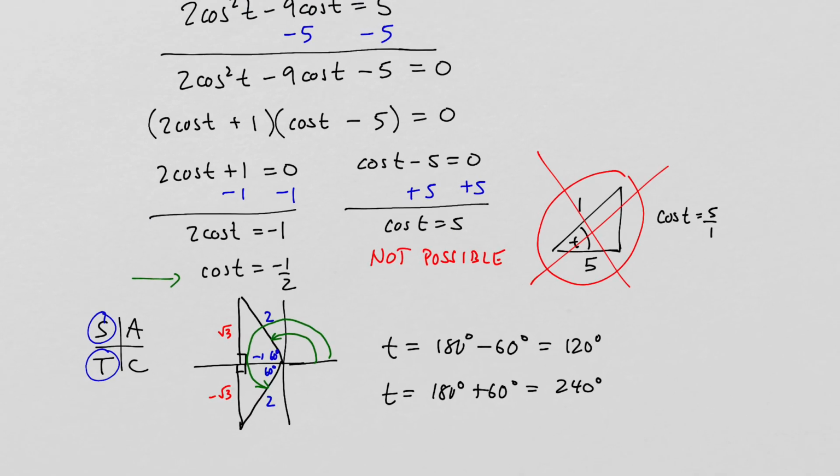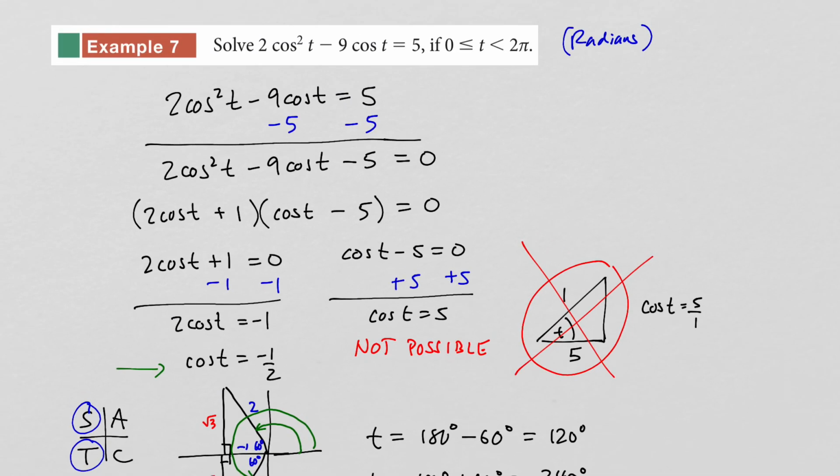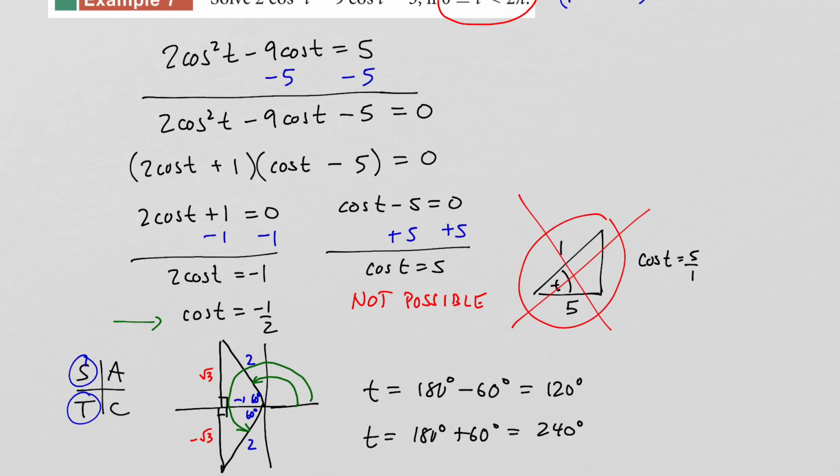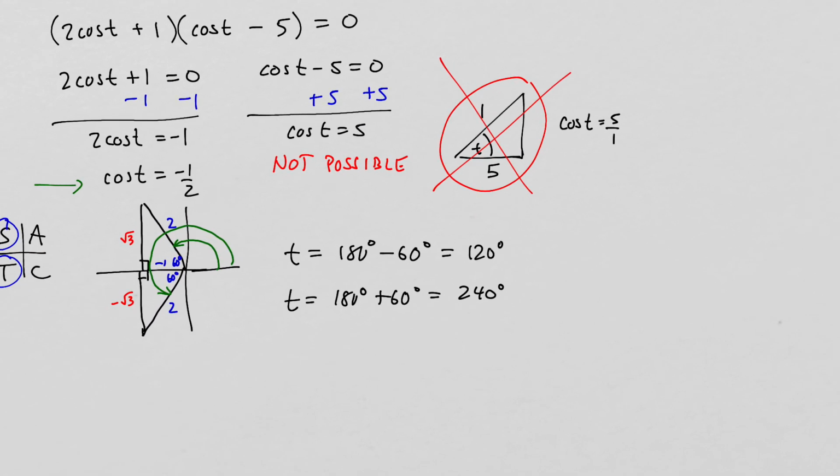However, you need to remember that they asked us to solve this problem in radians. So it's not a big deal, but at the end, what you need to do is convert these answers into radians by simply multiplying by pi over 180.